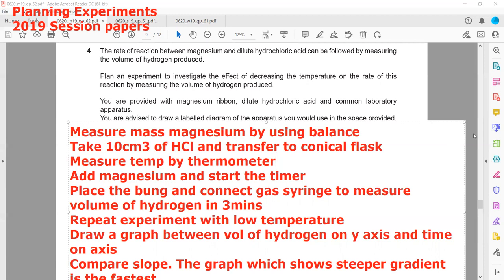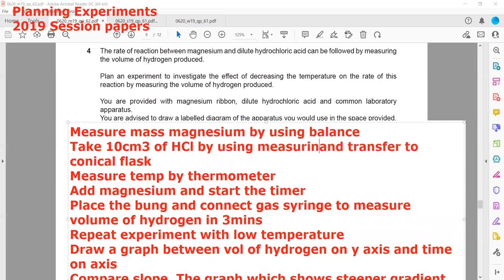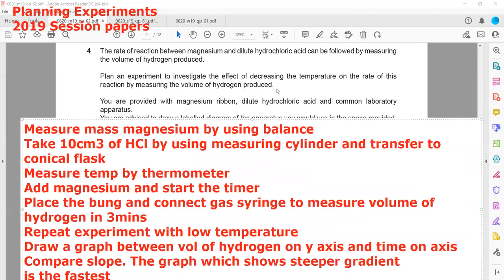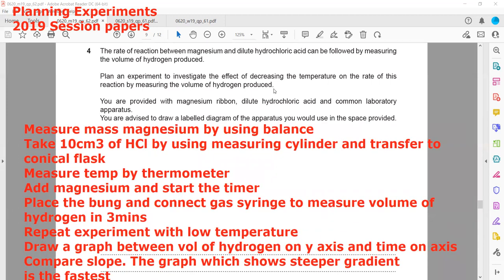So basically, we'll take magnesium and measure its mass by using a balance, and then we take 10 cm cube of hydrochloric acid. How do we take this 10 cm cube? We can mention by using a measuring cylinder, because if you want to transfer the solution quickly, we prefer a measuring cylinder. If you want to measure the accurate volume, then we prefer either a pipette or a burette.